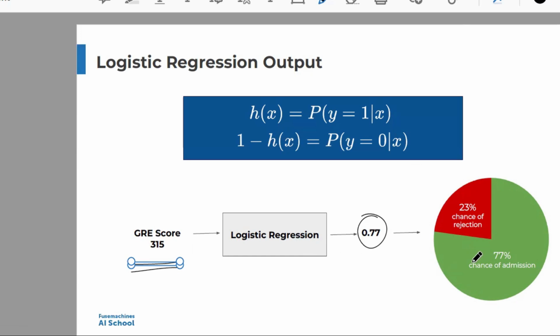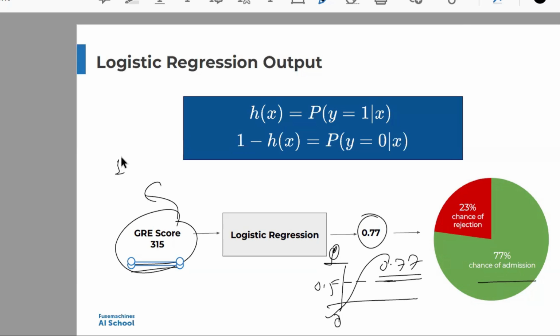So it has a 77% chance of admission and a 23% chance of rejection. This lies above 0.5 in our case. As I told you before, this is 1 and this is 0, and 0.77 is lying above 0.5. So obviously this person is getting admitted, and it is going to give us the label 1. That is the fundamentals of how logistic regression works.